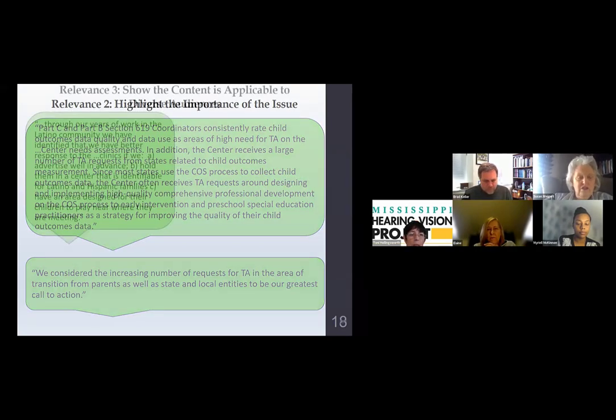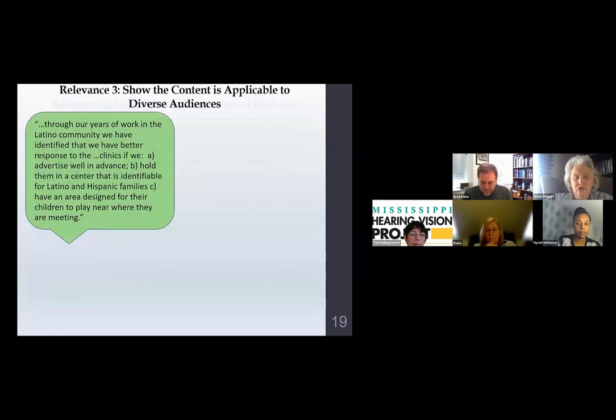The third relevance measure asks the grantee how they ensure content is applicable to diverse audiences. One grantee wrote, "Through our years of work in the Latino community, we have identified that we have better response to the clinics if we, A, advertise well in advance, B, hold them in a center that is identifiable for Latino and Hispanic families, and C, have an area designed for their children to play near where they are meeting.